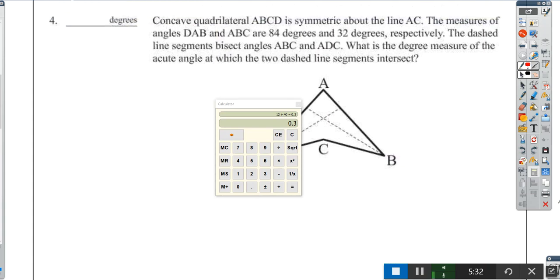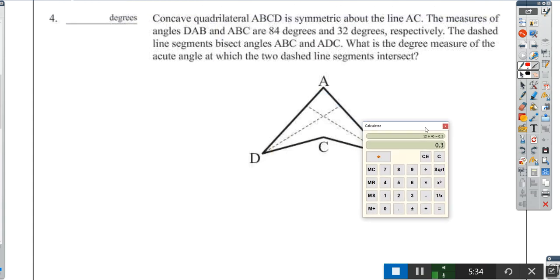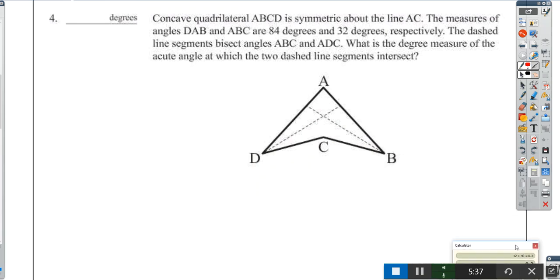Oh, this is a fun problem. A concave quadrilateral. All right. And it gives us some more information. It says that it's symmetrical about this line. That's important. That means this angle has to be congruent to this angle. I'm going to get rid of that line. And it says DAB is 84. It also says that this is 32, which means this is 32.